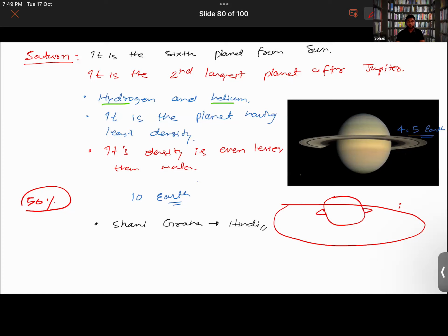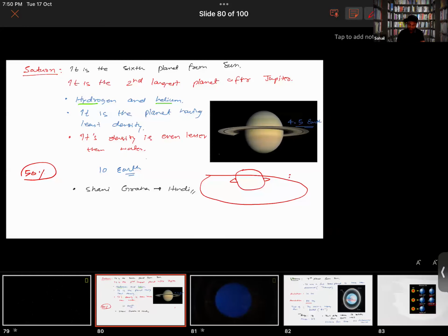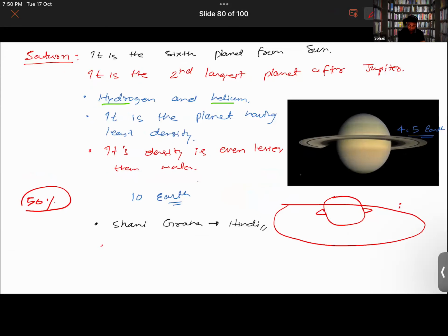Also, one of the most distinguishing features of Saturn was its system of colorful rings surrounding it. How many satellites does Saturn have? 62. Yes, sir. 62 satellites were there in Saturn.